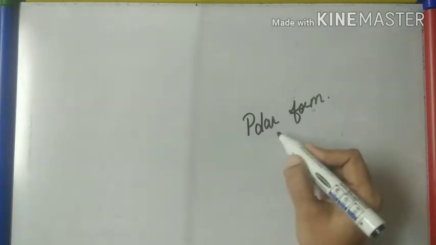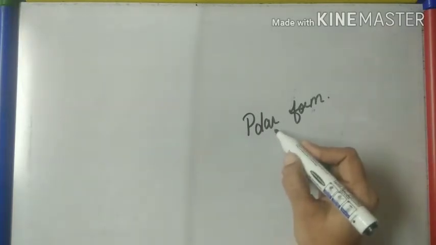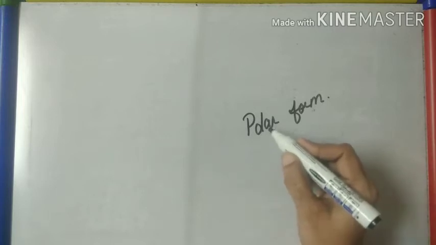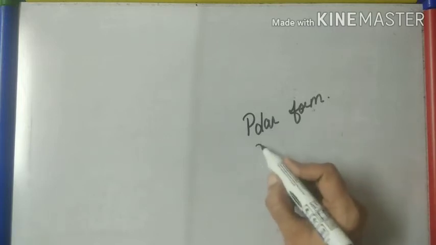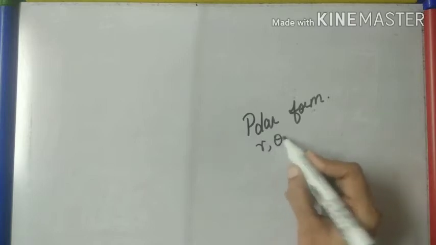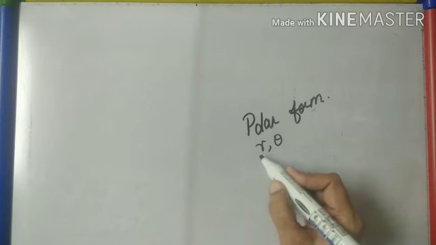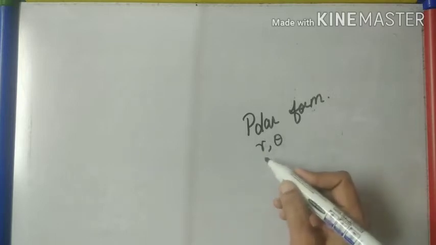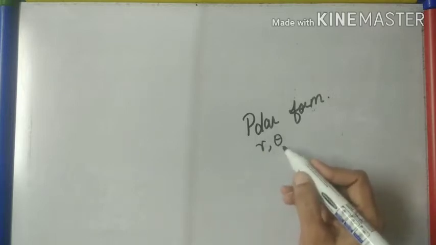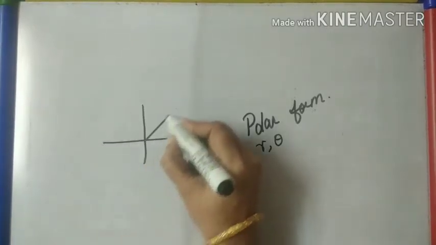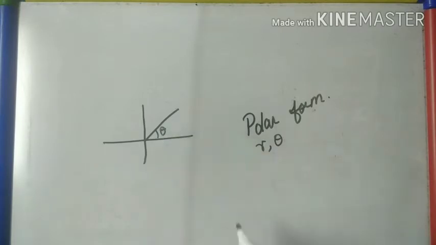The word polar, whenever I see it, mostly in physics, you would have come across this. Representing position using r and theta. This r represents distance from the origin and theta represents angle made with the horizontal axis. So this I call theta.